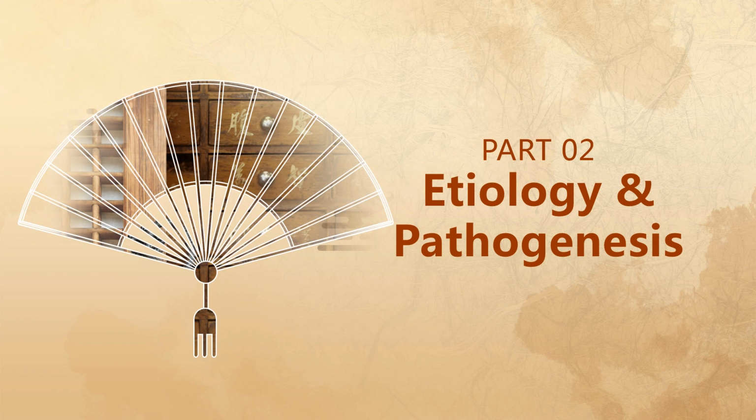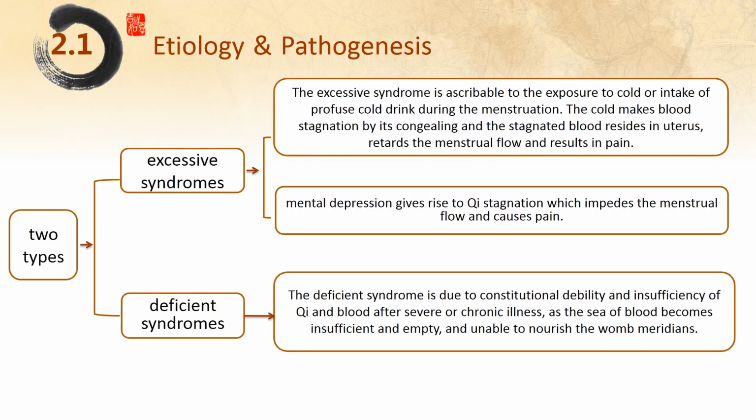Etiology and pathogenesis. The disease can be classified into 2 types: excessive and deficient syndromes, each with different causes. The excessive syndrome is ascribable to exposure to cold or intake of profuse cold drink during menstruation. The cold makes blood stagnate by its congealing, and the stagnated blood resides in the uterus, retards the menstrual flow, and results in pain.